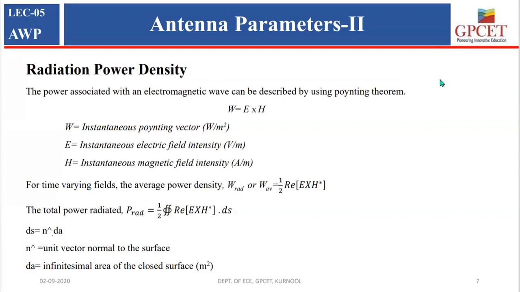Suppose you want to know the power at any point in the free space, then that instantaneous power at any given point in the free space can be calculated by using the Poynting theorem. So according to the Poynting theorem, the instantaneous power W is equal to E cross H.